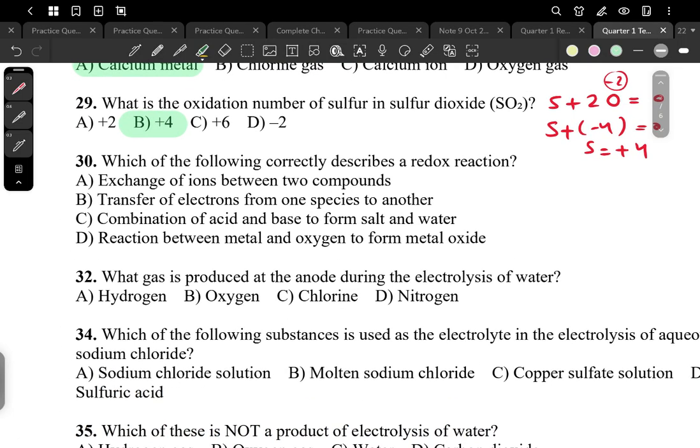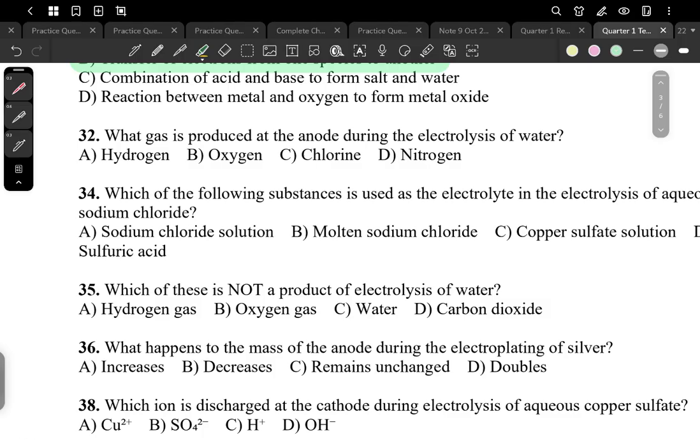Which of the following correctly describes a redox reaction? Transfer of electrons from one species to another, yeah, that is the answer. Because when a species loses electrons, oxidation happens, and when the other species gains electrons, the reduction happens.